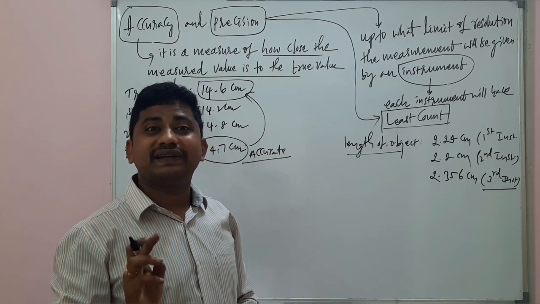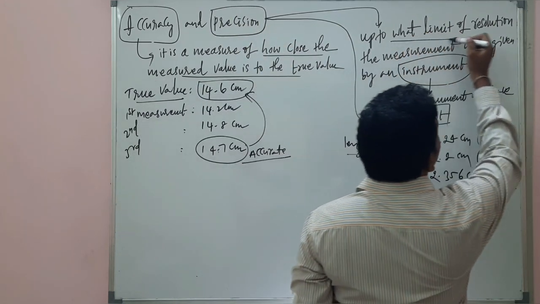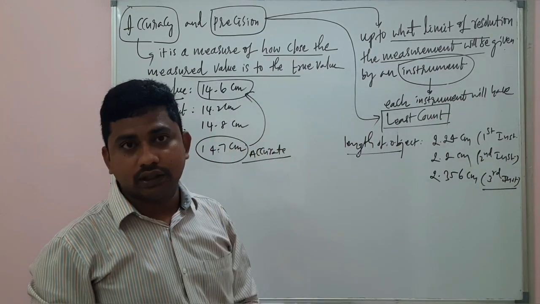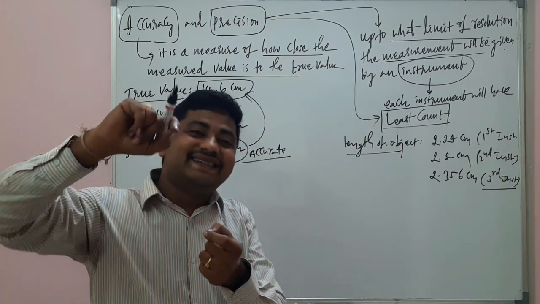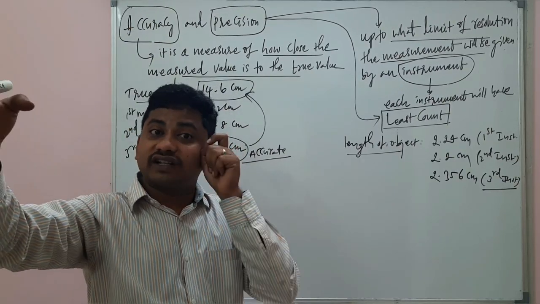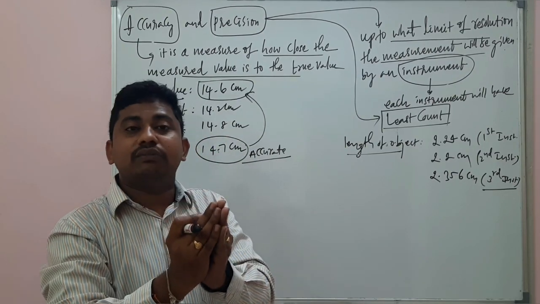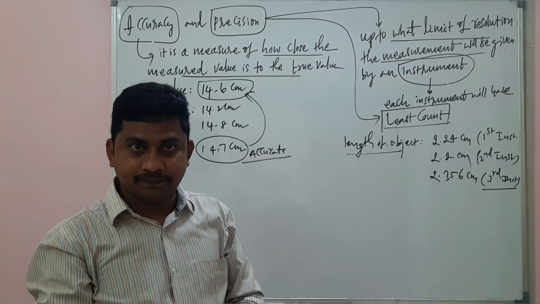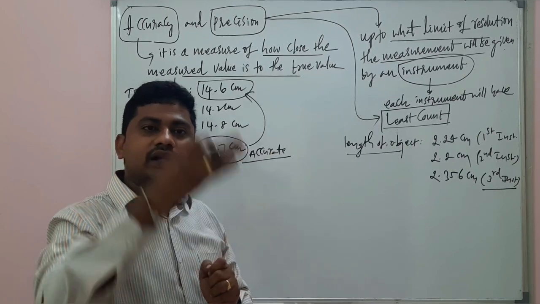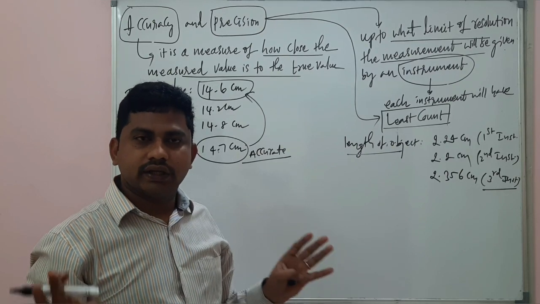Come back to the definition of precision. What is precision? Precision is up to what limit of resolution the measurement will be given by an instrument. After the decimal point, how many digits can the instrument measure? The more digits the instrument can measure after the decimal point, the more precise that instrument is. That measurement taken by that instrument is more precise. Here there is no concept of accuracy. We only need to check after the decimal how many digits that particular instrument measures. That's it. Alright? Clear?